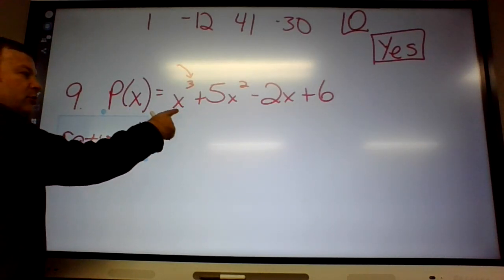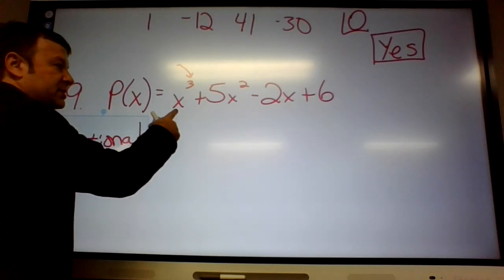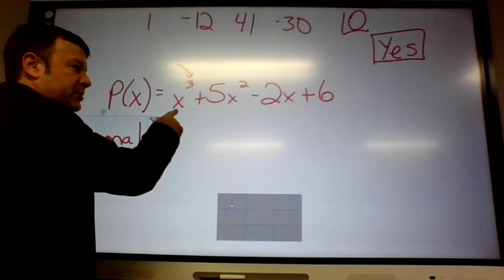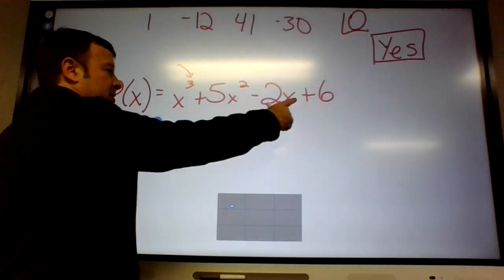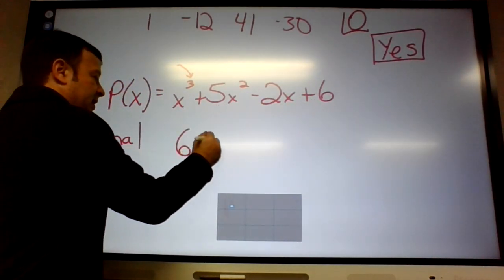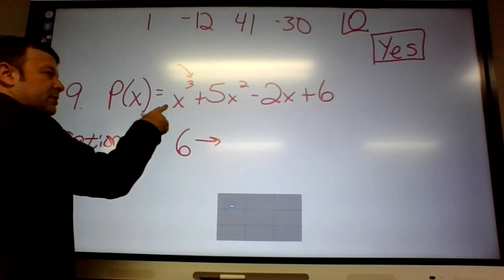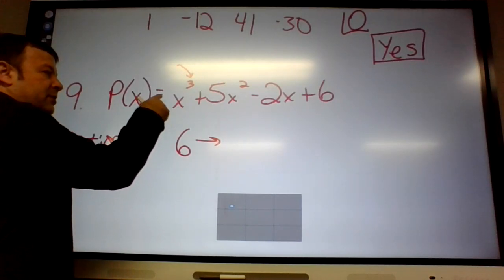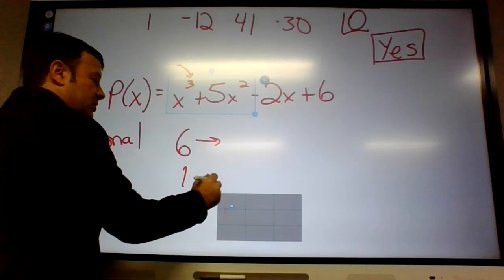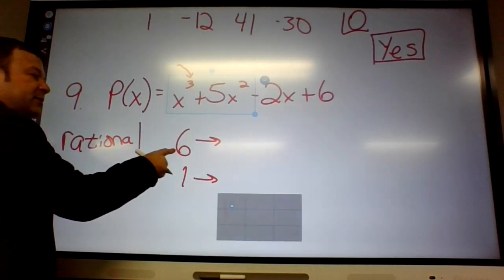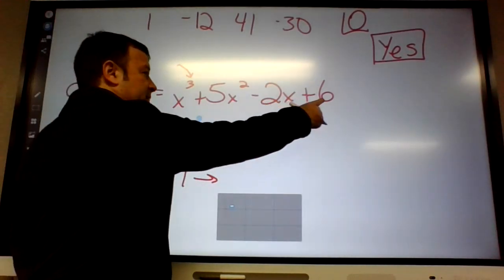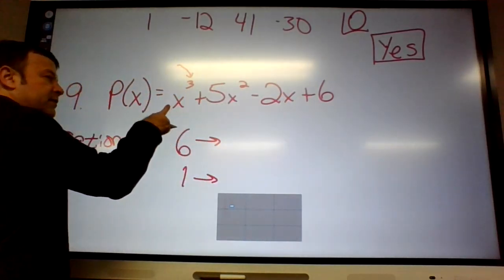If this does have normal answers, not square root answers, you can find it with a trick. What you do is you go to the last number, the constant, and then use the first number, the coefficient in front of the largest term. In this case it's a 1. You do factors of 6 over factors of 1. Factors of the last number over factors of the first number.